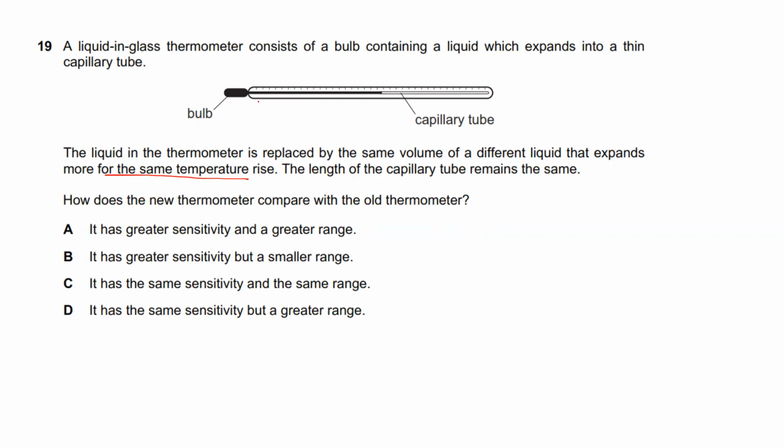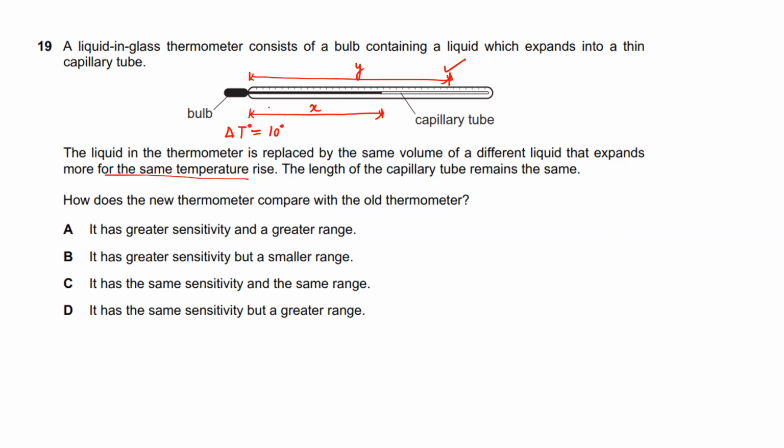So if we have changed the liquid with a liquid that expands more, or has more thermal expansion, what will happen? For example, for temperature difference T, this liquid goes X distance, and the new liquid will go, for example, this Y distance. And the temperature change, for example, is 10 degrees. So for 10 degrees, we have more length covered. So actually we have increased the sensitivity of the thermometer.